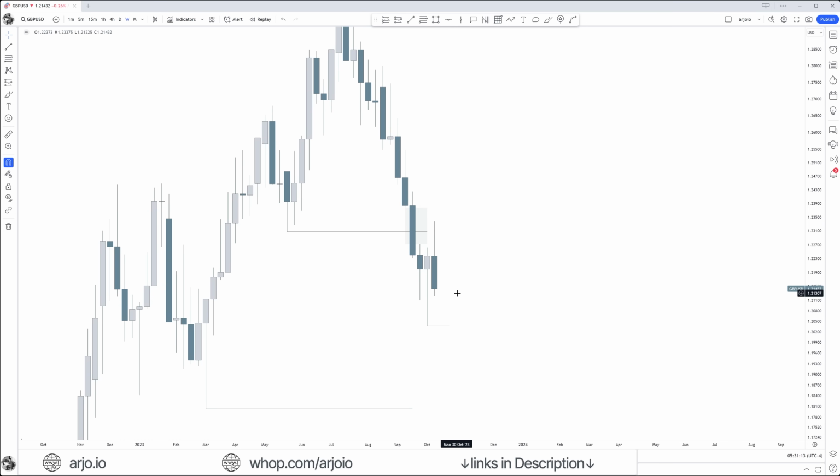What is the first discount array that price will encounter right here? It's this swing low right there. So this right there is your premium array. That is your discount array. Then in between that price action, from that high towards that low, that is your context.